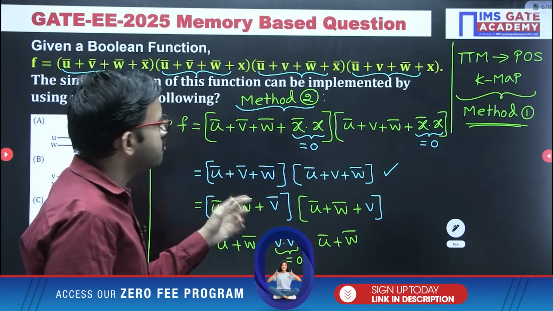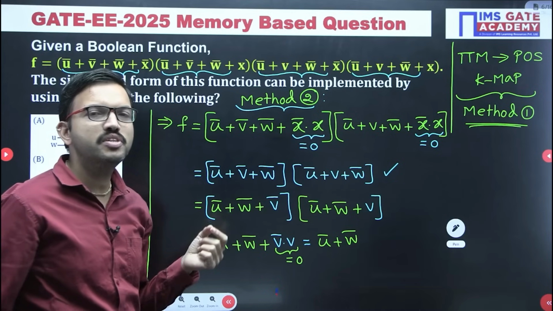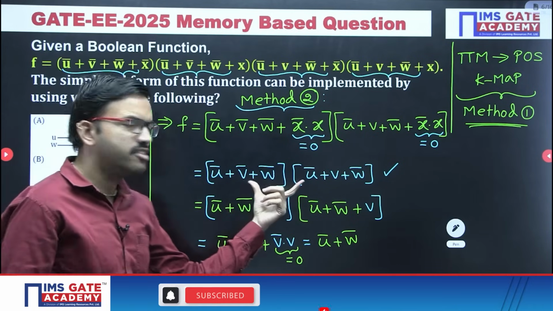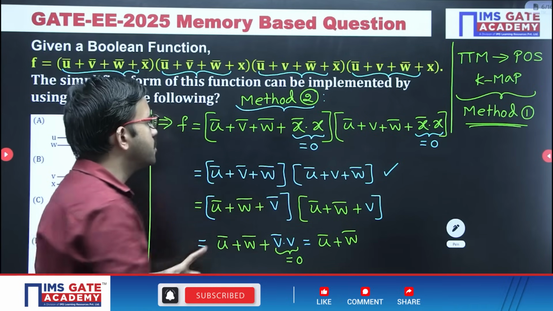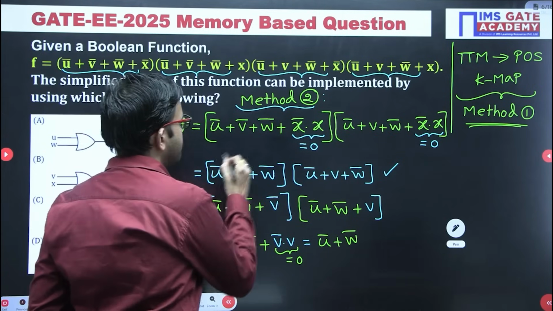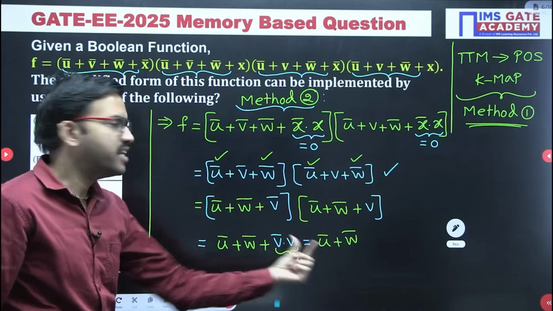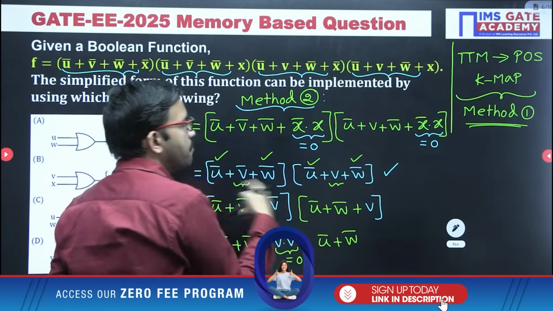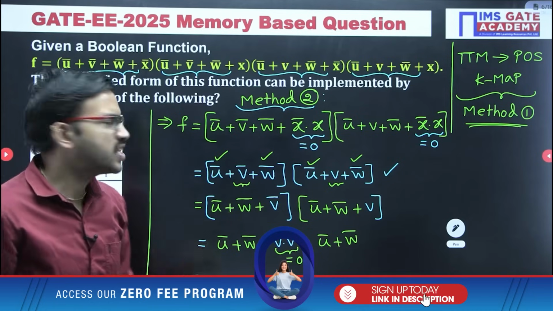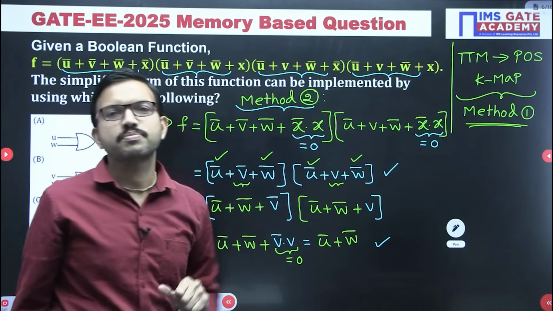I am repeating once again. From this given expression, if you are able to apply the distributive law RHS to LHS, directly in one step you can write this one. After that, if you observe further the common terms, u bar plus w bar is the common part that you can write, and then whatever variable differs, here v bar and v, the logic when you perform AND gives 0. That's all. So that means only two steps.